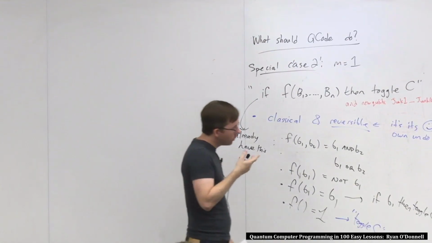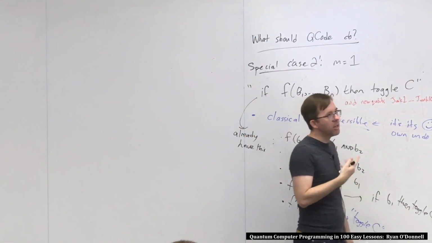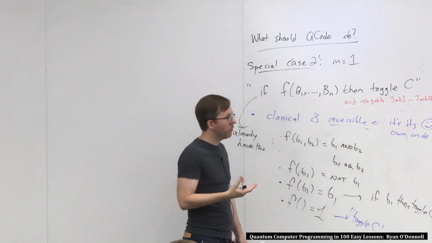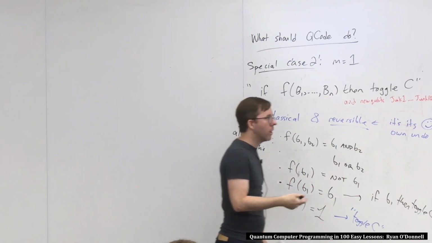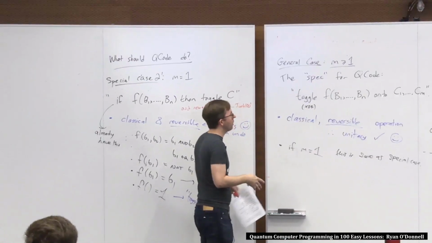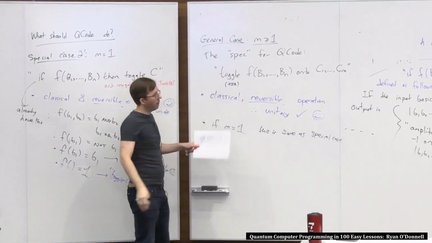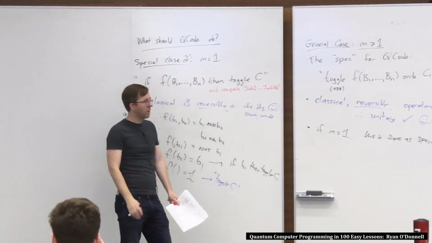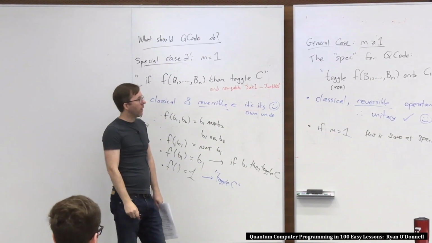And just like in this special case, I'm here to tell you that in the next lecture, we will see that if you have classical code that computes a function f, there's a simple mechanical procedure which transforms it into quantum code that does this: toggle f of b1 through bn onto the c's. So that's cool.